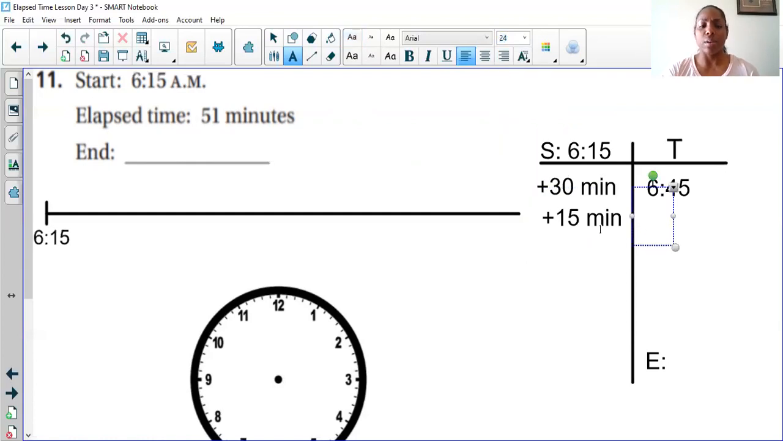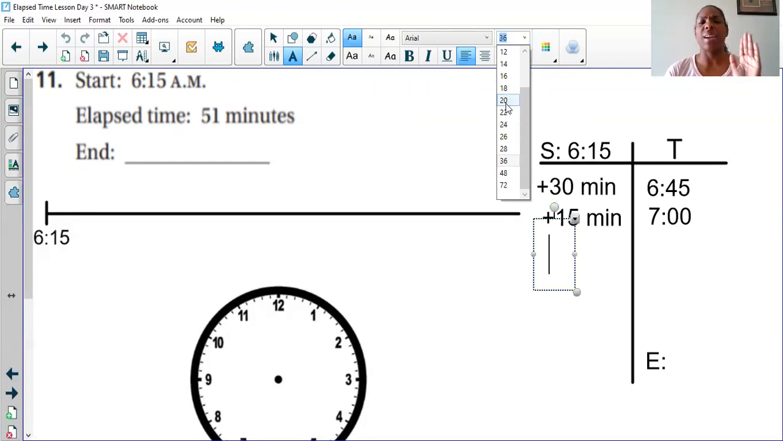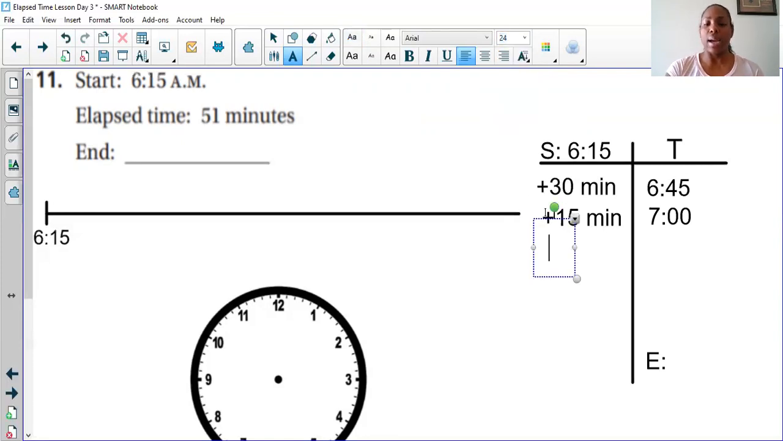It's going to bring me to the 7 o'clock hour. So now I know if I add in my head 30 plus 15, that gives me how many minutes? 45 minutes. Very good. And we still need to get to the 51-minute mark. So I'm just going to keep it simple because I know I can do it in my head, but there might be somebody out there who doesn't know how to do it in their head. So I'm just going to go by 5-minute increments until I get to the time that I need to get to.